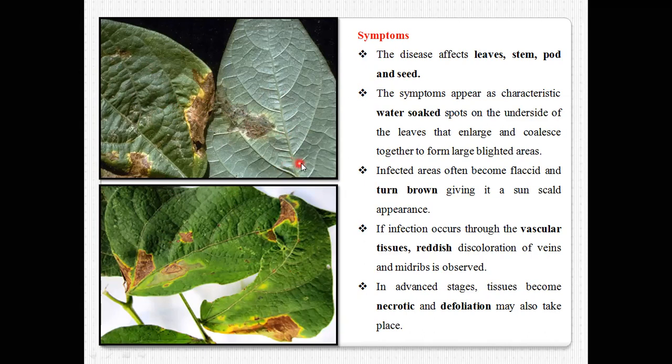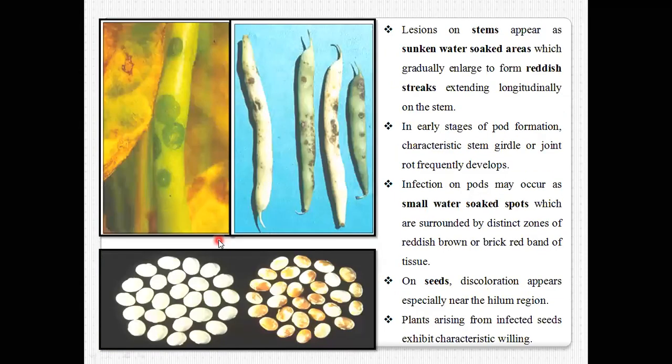Suppose this infection occurs through the vascular tissue, then reddish discoloration of the vein and midrib is observed. Means brownish to reddish lesions are generally seen on the midrib and also the vein parts of this leaf. In advanced condition, these reddish lesions become necrotic, and such an infected leaf is defoliated from the plant.